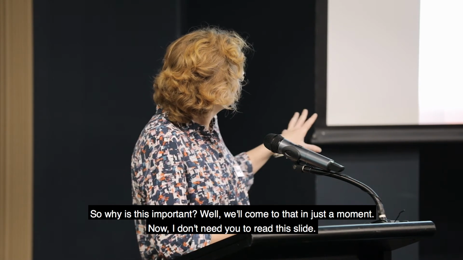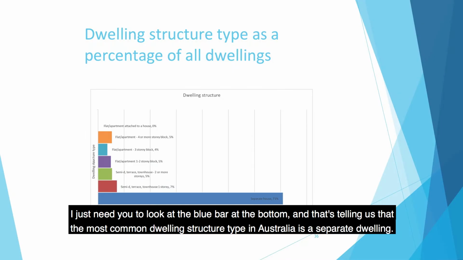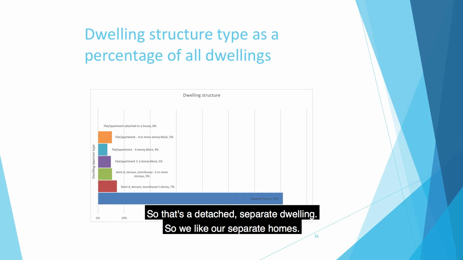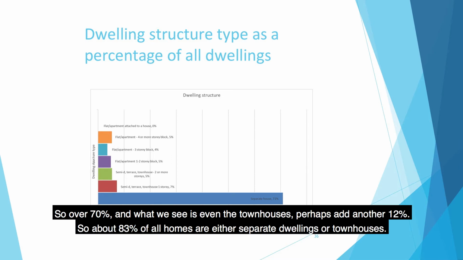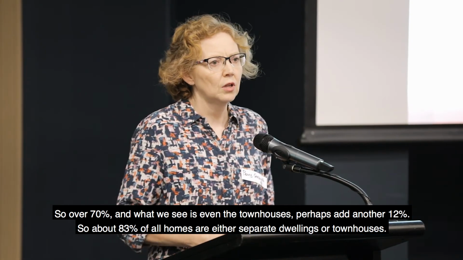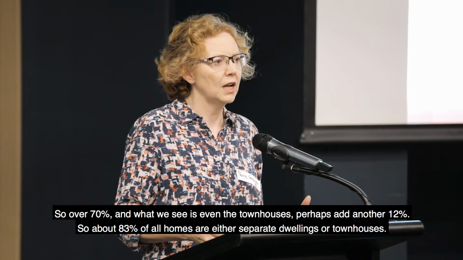Now, I don't need you to read this slide. I just need you to look at the blue bar at the bottom, and that's telling us that the most common dwelling structure type in Australia is a separate dwelling. So that's a detached, separate dwelling. So we like our separate homes. Over 70%. And what we see is even the townhouses perhaps add another 12%. So about 83% of all homes are either separate dwellings or townhouses.